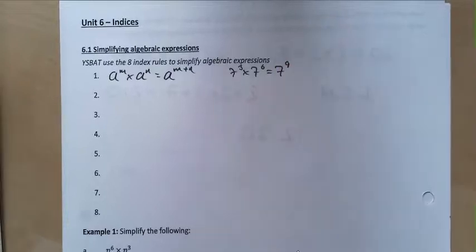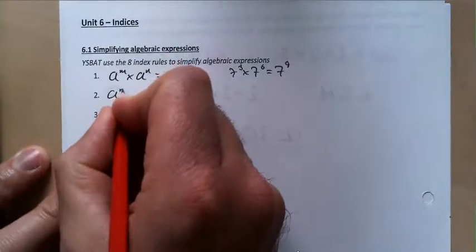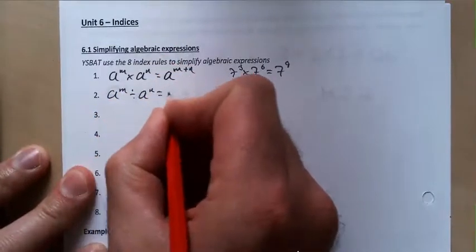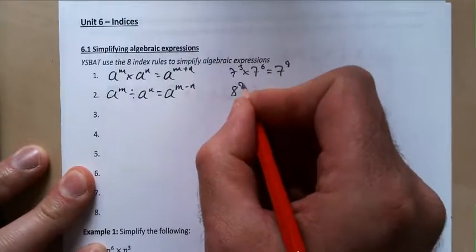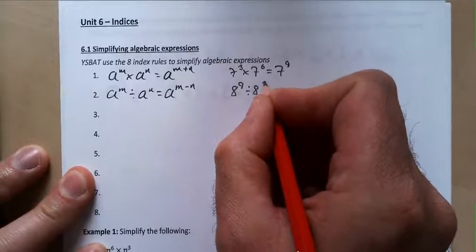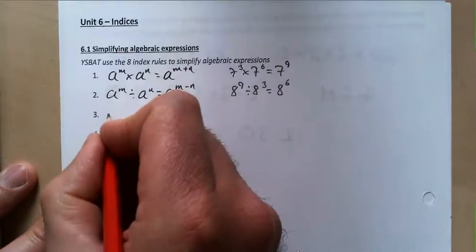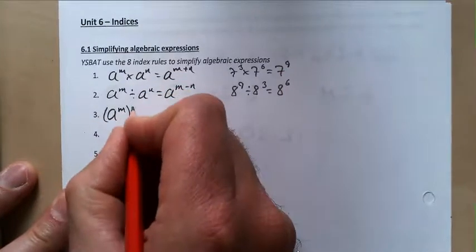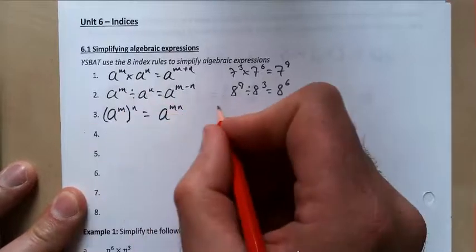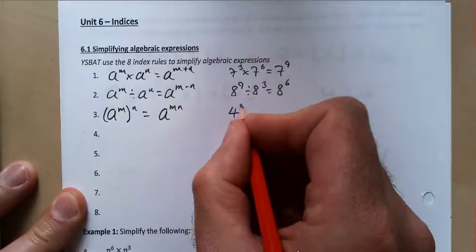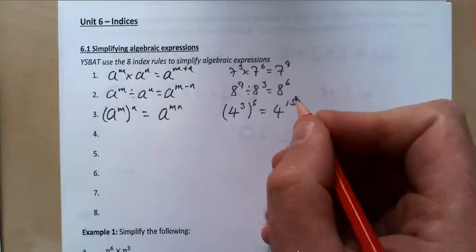Our second rule of indices follows neatly on from that one, so it's the dividing one. It's a to the power of m divided by a to the power of n equals a to the power of m minus n. For example, 8 to the power of 9 divided by 8 to the power of 3 gives you 8 to the power of 6. Third one is a to the power of m, all to the power of n, equals a to the mn. In this particular case, you multiply the two indices. For example, 4 cubed all to the power of 5 is the same as 4 to the power of 15.